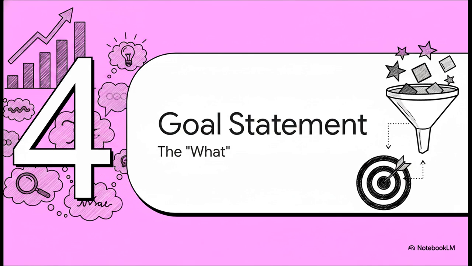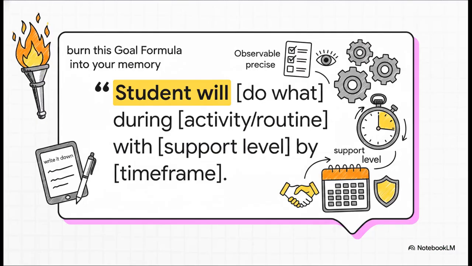We've got Roy's priority area. Now, let's turn that broad concept into a razor-sharp action plan. Okay, I literally want you to burn this formula into your brain. The student will do what, during which routine, with what support level, by when. This exact structure is your best friend. Why? Because it guarantees your goal is observable, it lives inside a real routine, it tells everyone exactly what help is needed, and it slaps a deadline on it. It absolutely forces you to be precise.